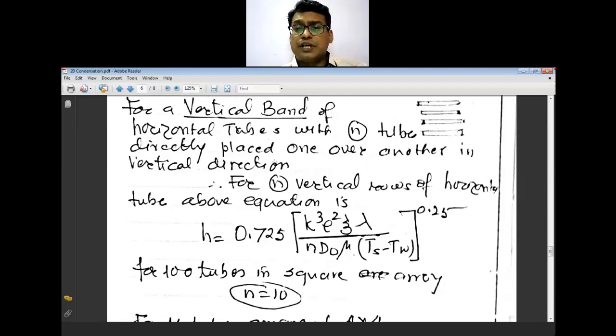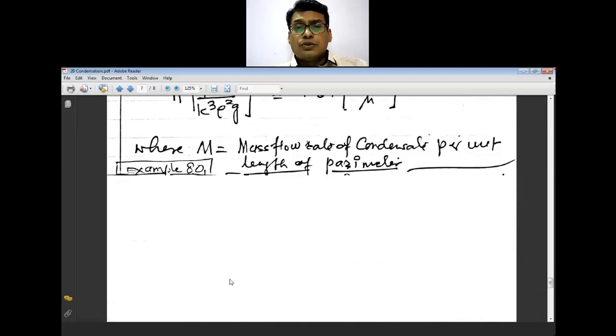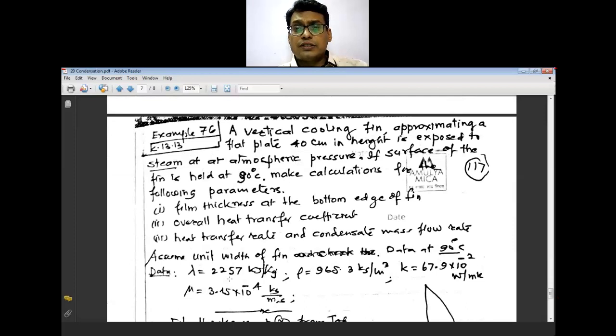So this equation is modified with n into d0, where n, for example, if there are 100 tubes in a square array, square array means 10 horizontal and 10 vertical. So vertical 10 are there and this n is taken as 10. So these are the different formulas that will be there.